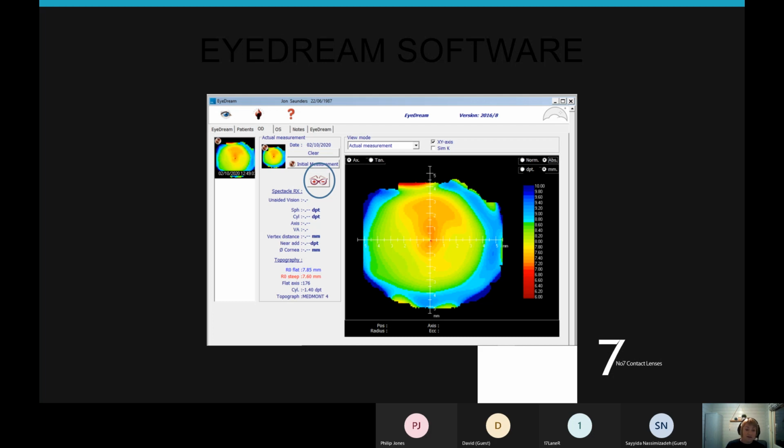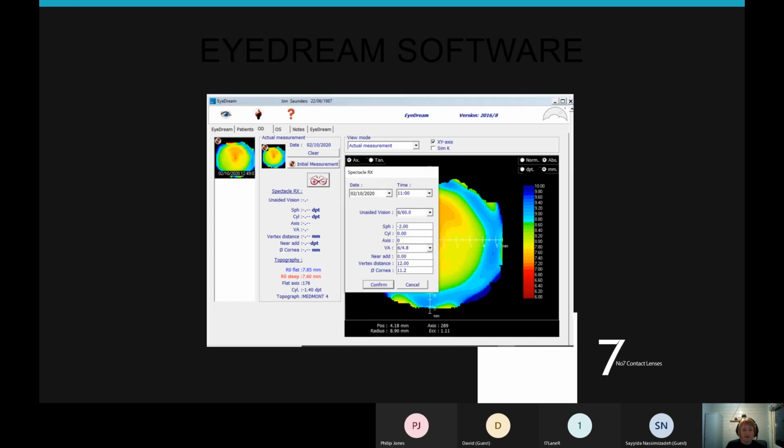What you then need to do is add in your refractive data. So you click on these plus or minus specs, and when you do that, a box appears that you fill in. If you fill in the time here, it's pretty much irrelevant in the initial fit, but it becomes more relevant when we get to follow up because we want to see what sort of time in the day it was to see if there is any regression.